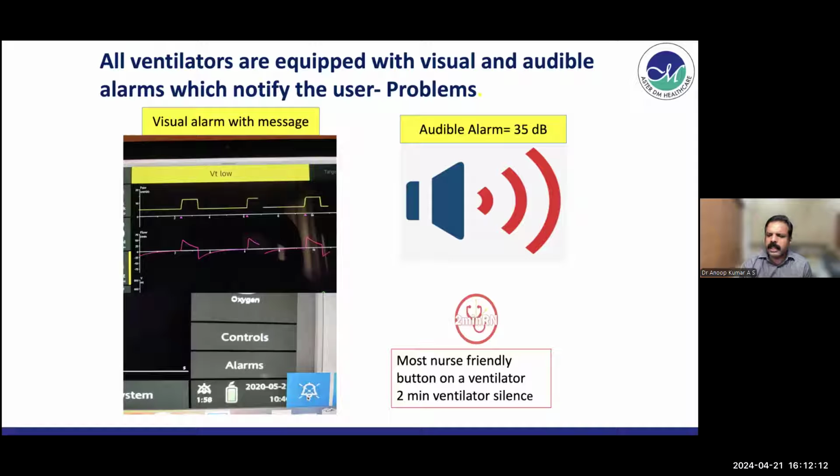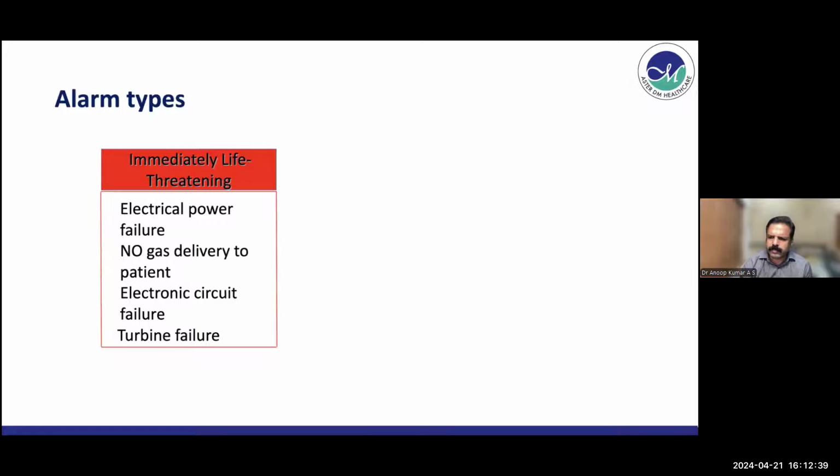And there is something like a nurse-friendly button on the ventilator, which I've already mentioned. It is a 2-minute silence alarm. It is not only in the ventilator, but in all other machines. If you are using an ECMO machine, a normal monitor or a cardiac output monitor, everywhere you will have that 2-minute silence, but better don't use that. You have to find out why the alarm is ringing, as I've already said.